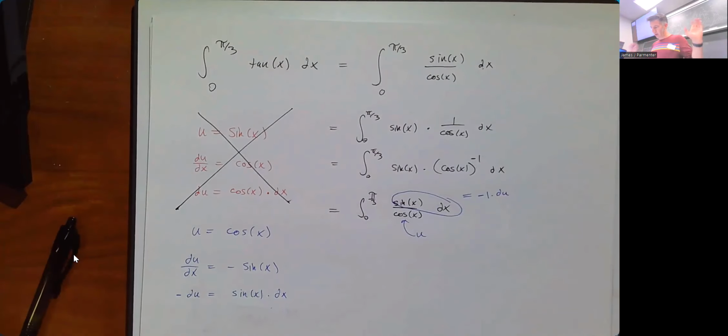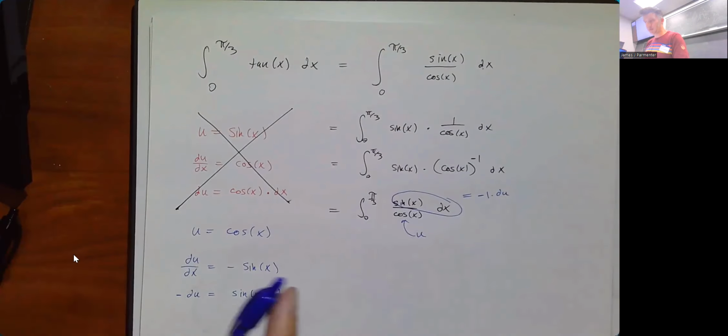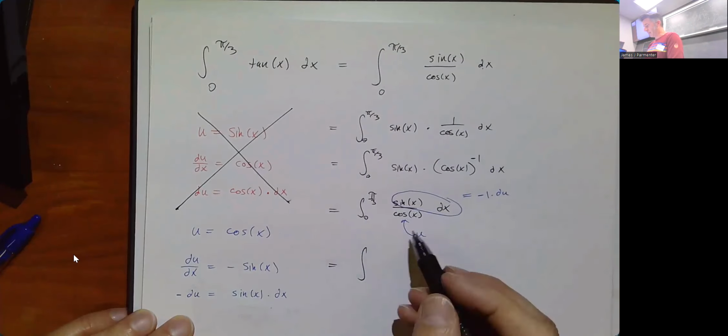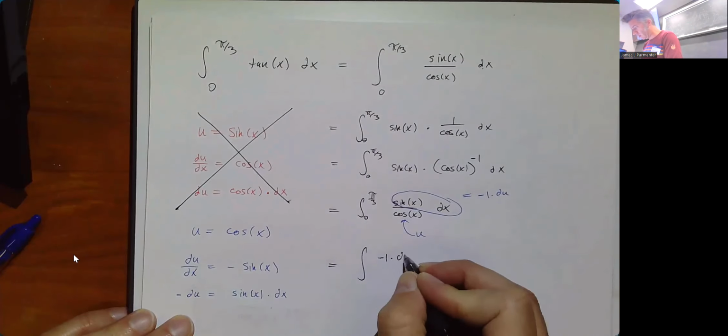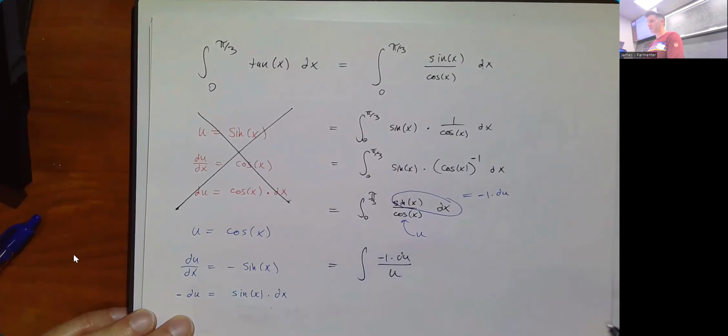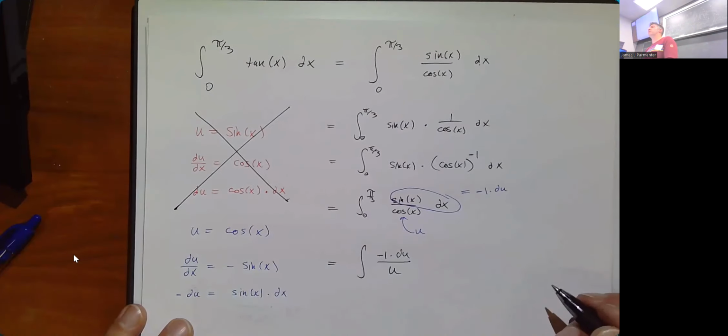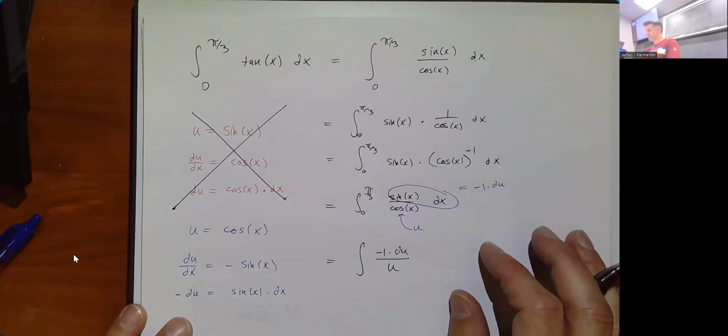Yeah, it's not undefined anywhere weird. Oh yeah, improper intervals too. Okay, so I get -1 times du over u. Should I change your limits of integration? If you're talking to me, the answer is always yes.